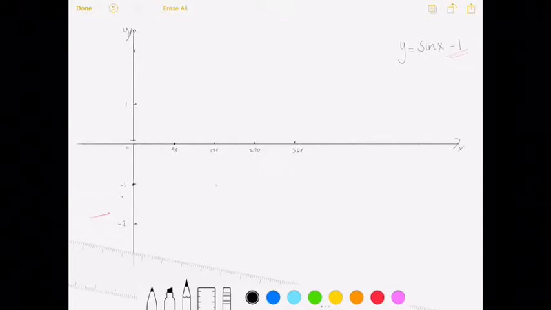So again, taking the time to mark all key points that we've just mentioned, and then connecting them to make sure that you get a nice smooth wave.